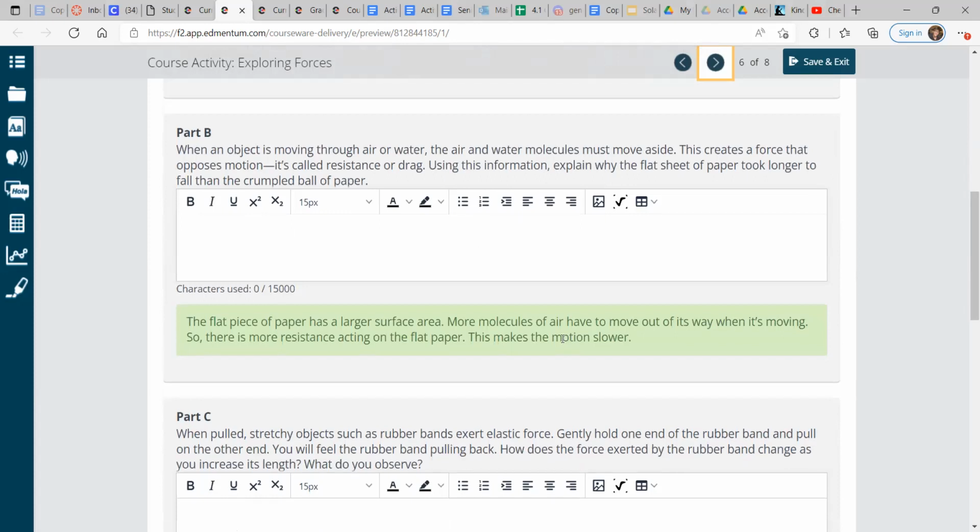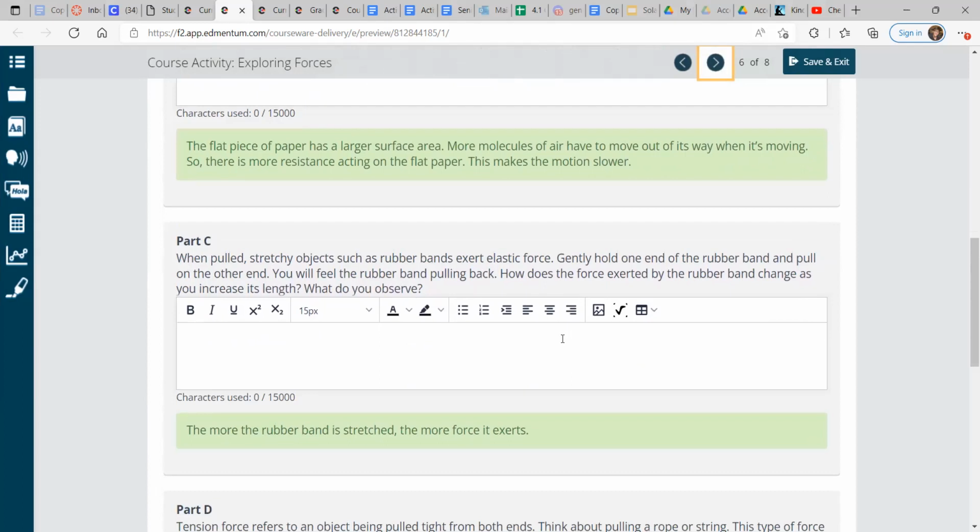Part B: when an object is moving through air or water, the air and water molecules must move aside, and that creates a force that opposes motion. We call that resistance or drag. So knowing this information, why does that flat sheet of paper take longer than the crumpled ball?